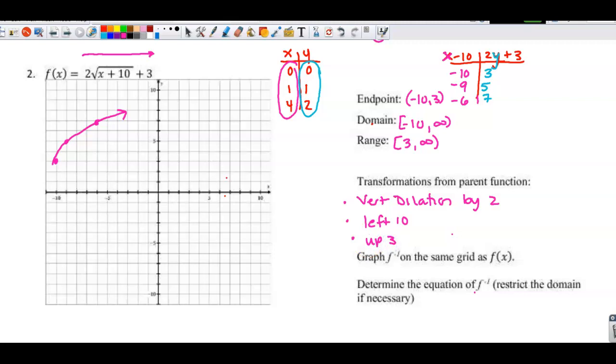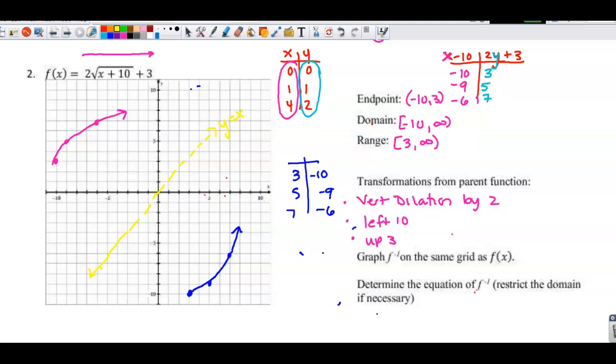Now it says graph the inverse of f on the same graph. So I'm going to just flip these graphs around. Flip the function around, the x and y. So it's 3, -10, 5, -9, and 7, -6. So 3, -10 is right here. 5, -9 is right here. Well, this is a wide parabola. And 7, -6. So this goes like this. And it does look like they reflect over the line y equals x. This is the line y equals x. So it does look like they're flipped over this line.